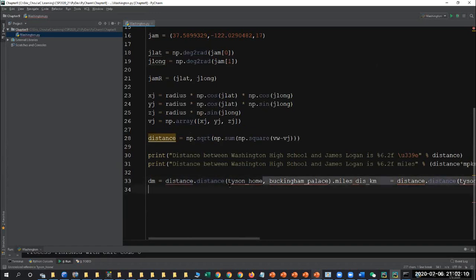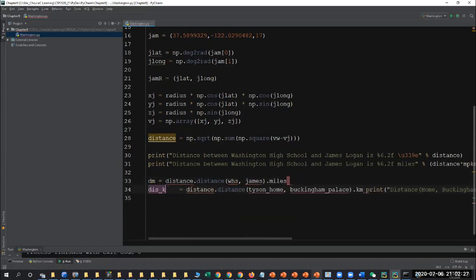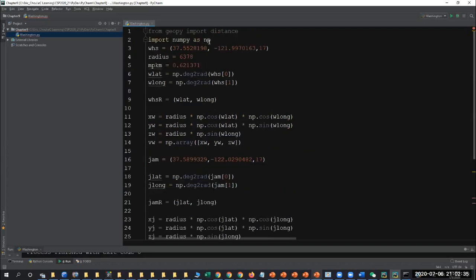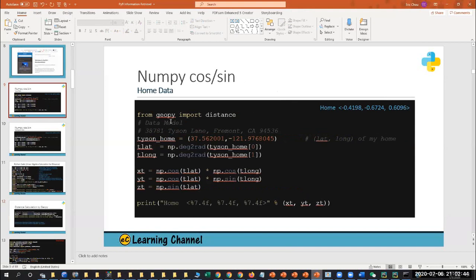And here this one, let's try. This one would be what? Washington High School. And this one should be James. Okay, and this one change line. This one distance by kilometer. And how come I don't have this distance? From GeoPy import... no, let me check, okay? Let me check what's wrong. From GeoPy import distance. Yeah, that's correct.